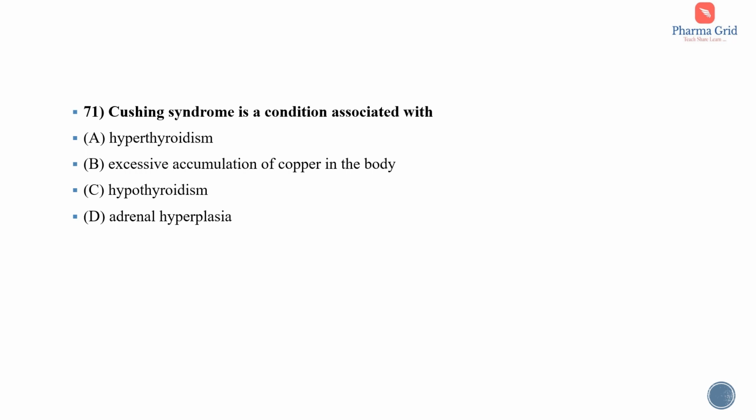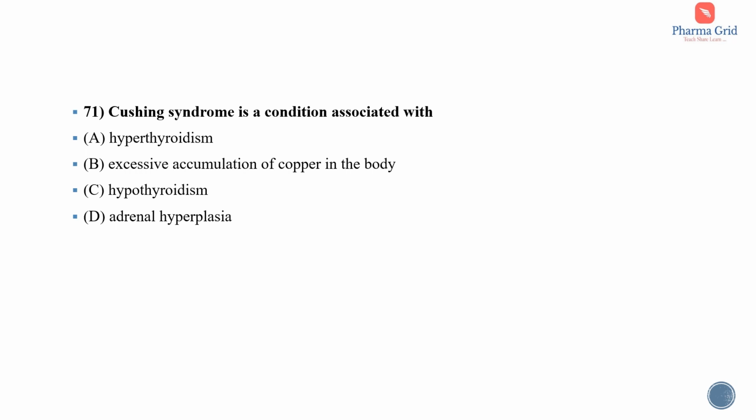Let's start with question number 71. Cushing syndrome is a condition associated with... The options are hyperthyroidism, excessive accumulation of copper in the body, hypothyroidism, adrenal hyperplasia. So what is this Cushing syndrome?